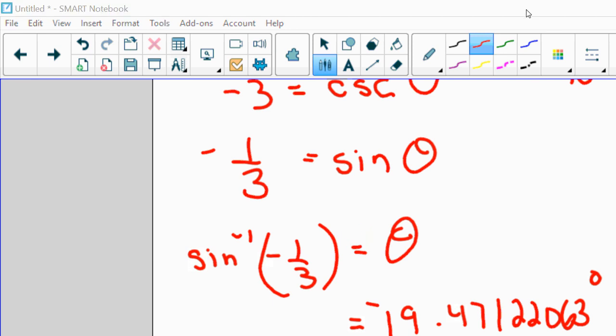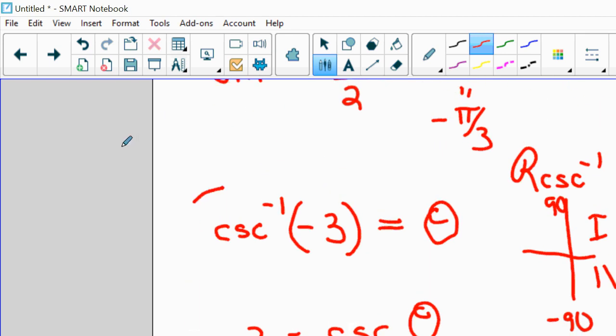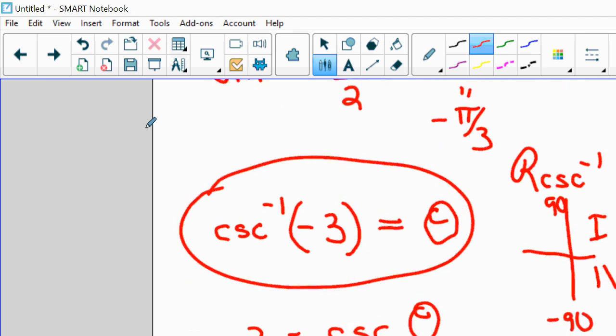Now, you're thinking, well, why don't I just change the problem right away? Why don't I just reciprocate? And the answer is, on that problem, you could have. But there's another problem that looks exactly the same that causes some pain.